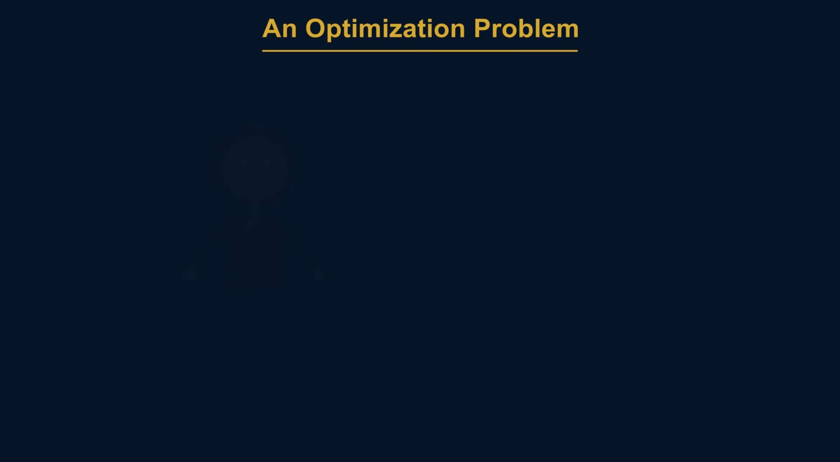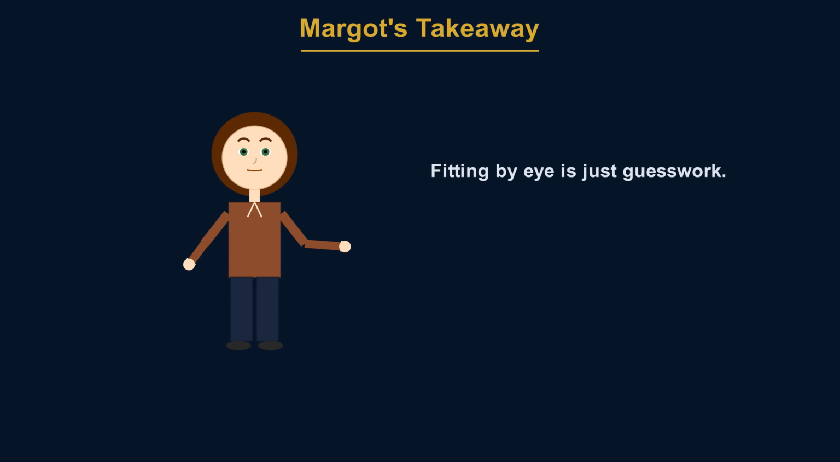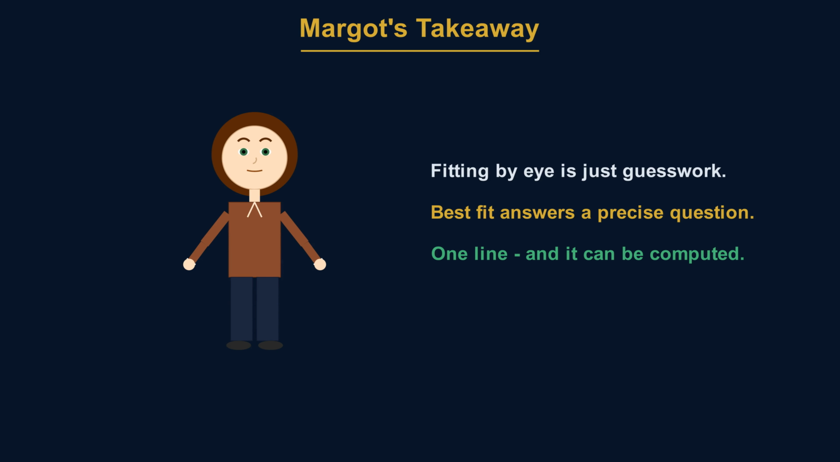Margot sits back up. Up to now, fitting a line has felt like something you do by eye. You eyeball the cloud of points and you draw something that looks reasonable, hoping that it's close. But in reality, finding the best fit is actually the answer to a very precise question. Which line makes the squared misses the smallest? There's exactly one such line and it can be computed. She makes a note. The thing she's been doing on instinct in her own work has a formula sitting behind it. She just needs to find it.